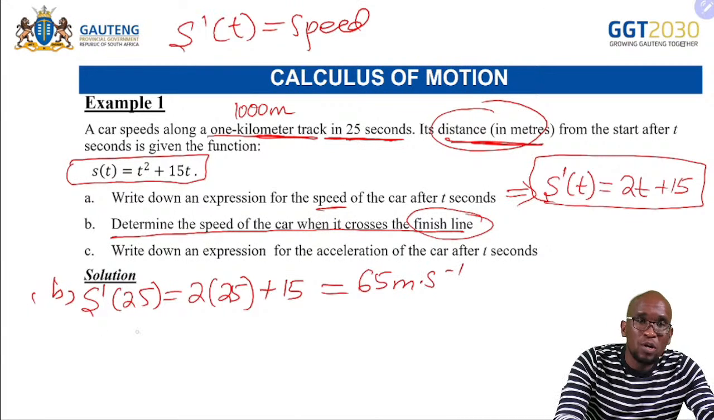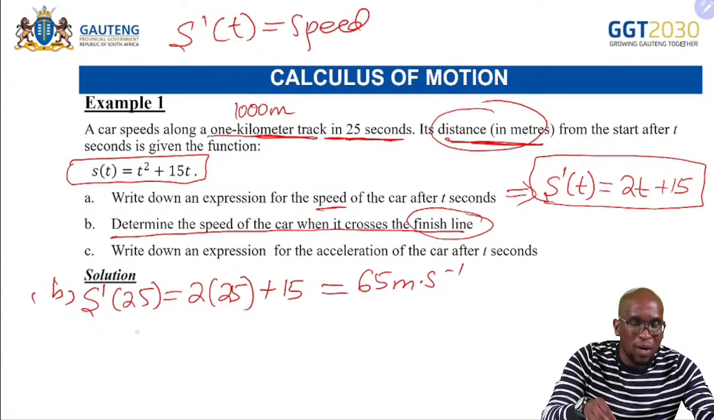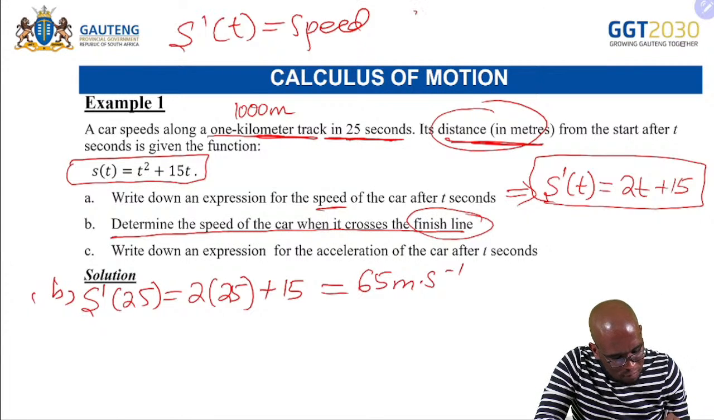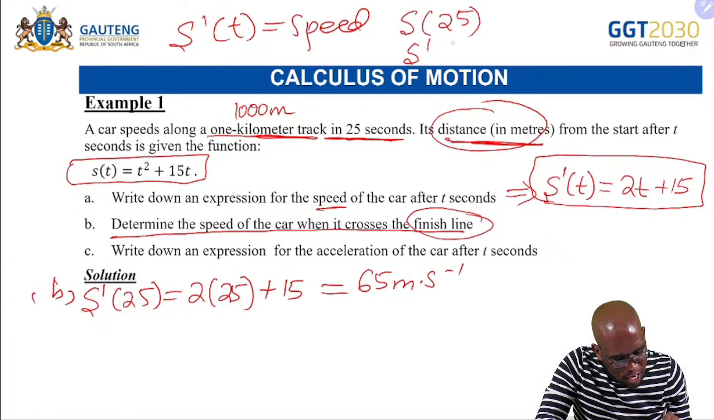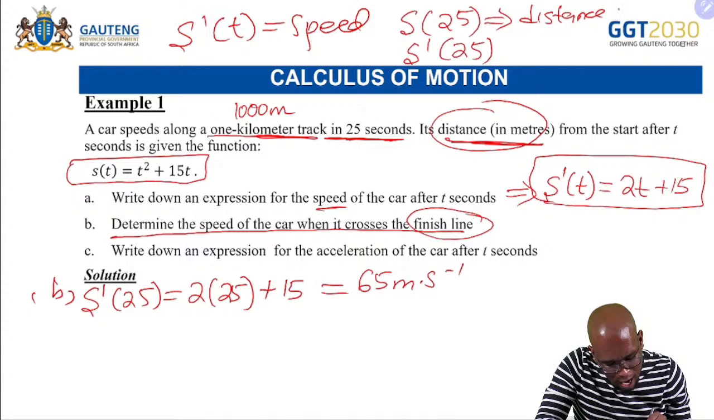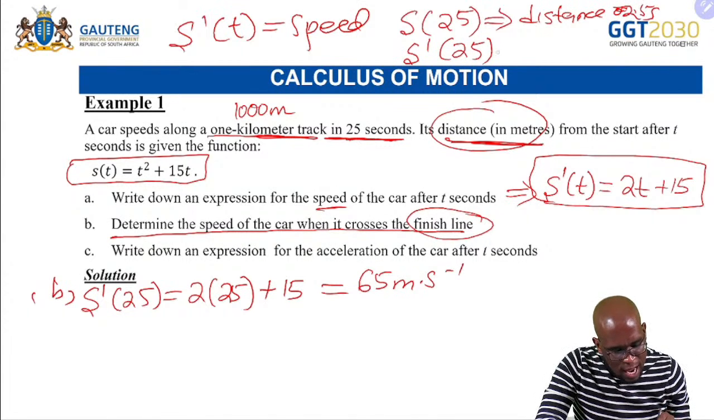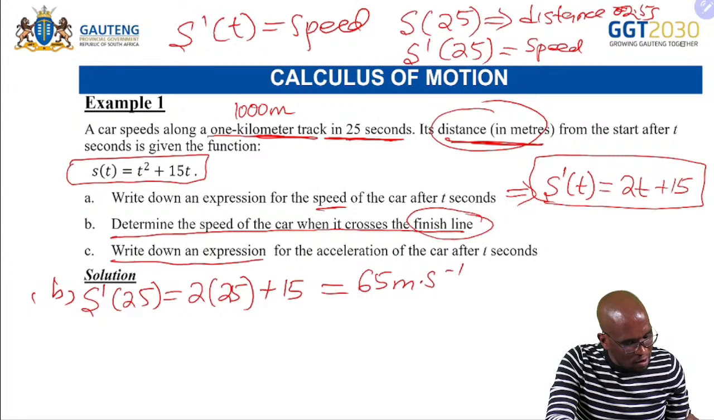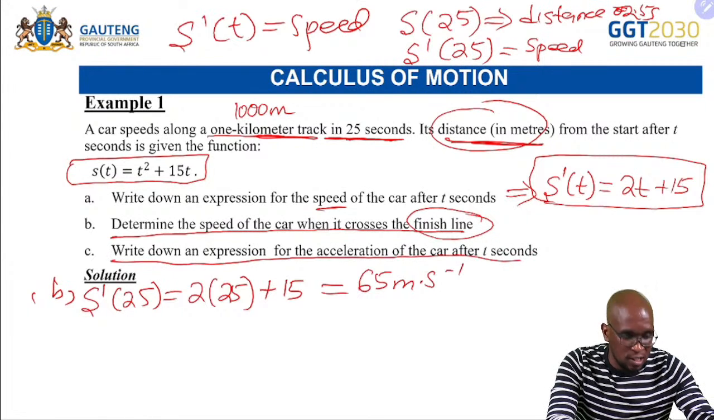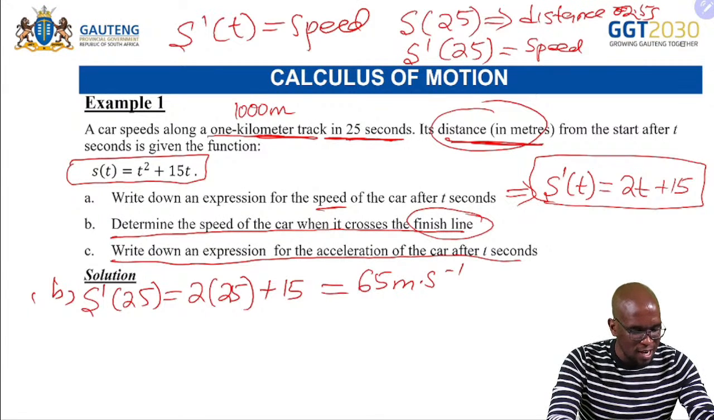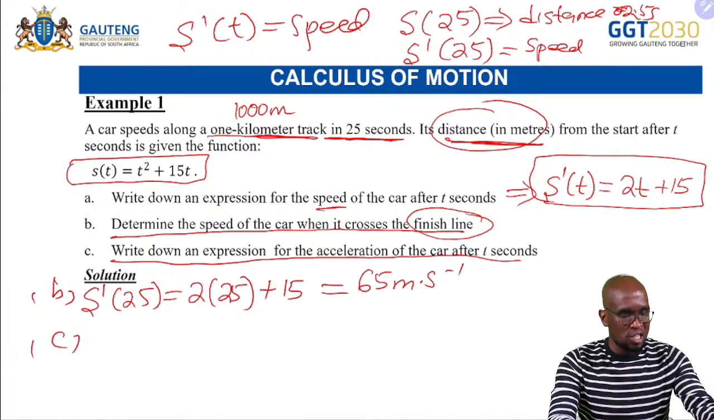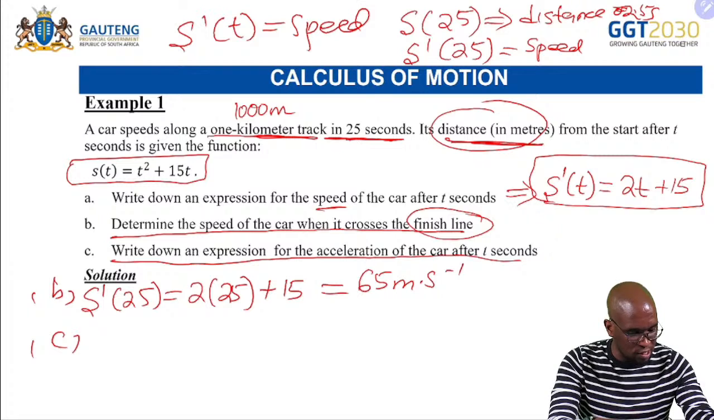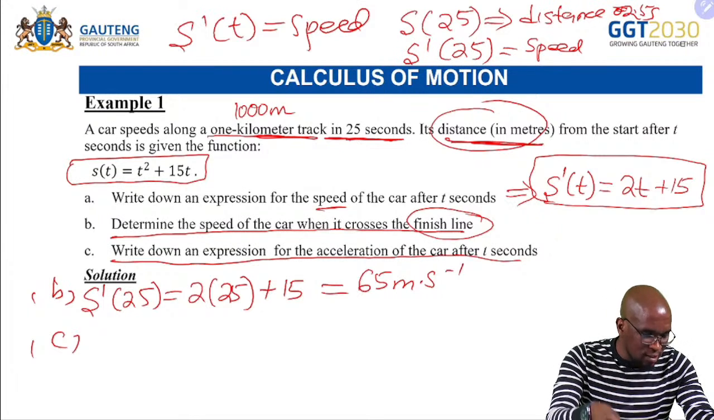Remember, s prime of 25 is the speed after 25 seconds, but s of 25 is the distance after 25 seconds. There's a difference between s of 25 and s prime of 25. s of 25 is the distance after 25 seconds. And s prime of 25 is the speed after 25 seconds. That's very, very important. Write down an expression for the acceleration of the car after t seconds. The acceleration, remember we said acceleration is the rate at which the speed changes. So the acceleration is the rate at which speed is changing.